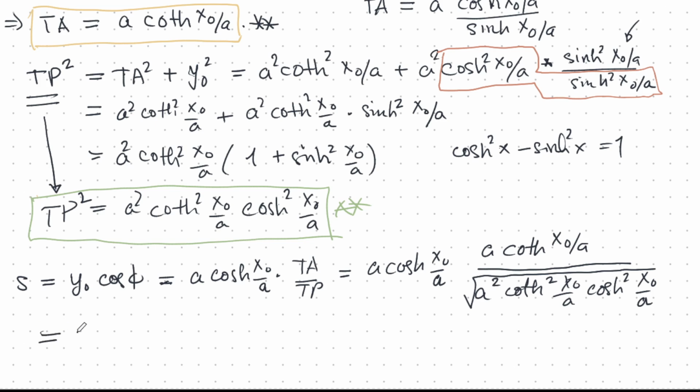Okay. Just be patient, a cosh. Good things happen when we are patient. Times a coth x0 over a.